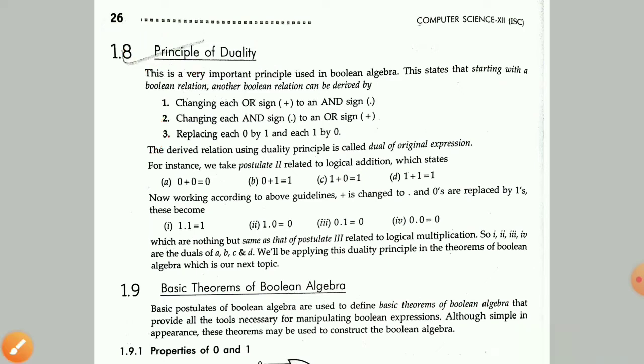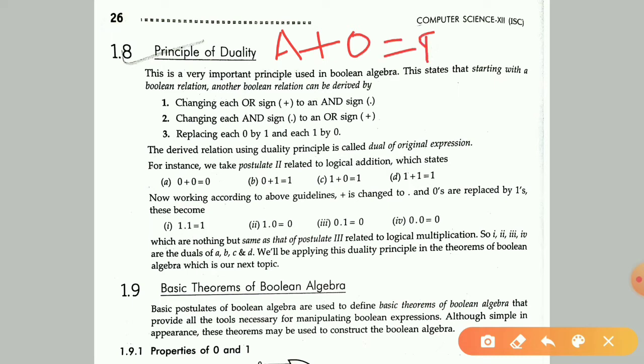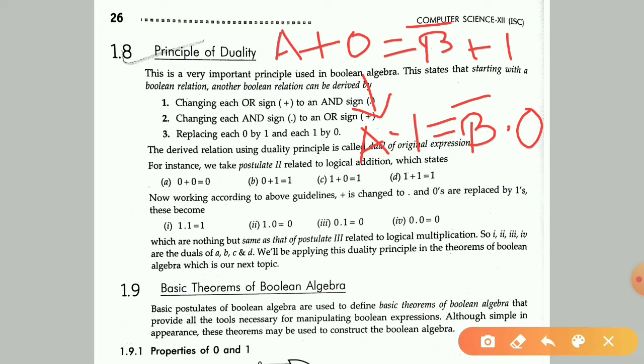For example, if an expression is given, I am giving you an example over here: a plus 0 equals to b plus b bar plus 1. If you want to write the duality for this, the answer would be: a plus becomes dot and 0 becomes 1, equals to b, b bar remains same, and plus becomes dot and 1 becomes 0. So this is the answer of duality.